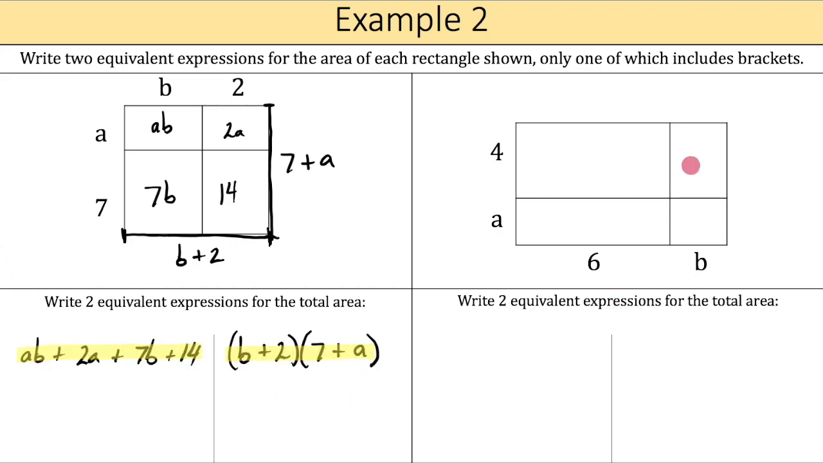You should now pause the video and see if you can answer this one for yourself. So let's now do it together. We again need to write down two equivalent expressions for the total area. So to find this one, I'm going to go my width times my length. So 6a is going to be the area of this one.